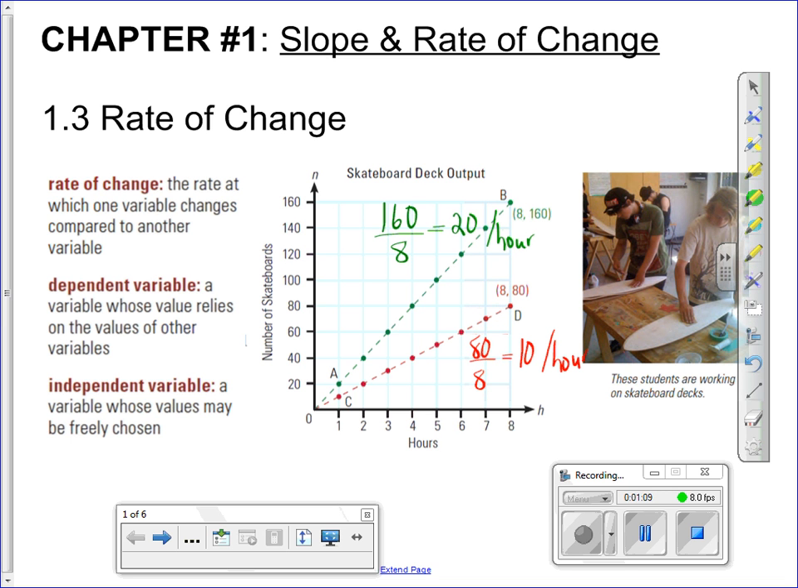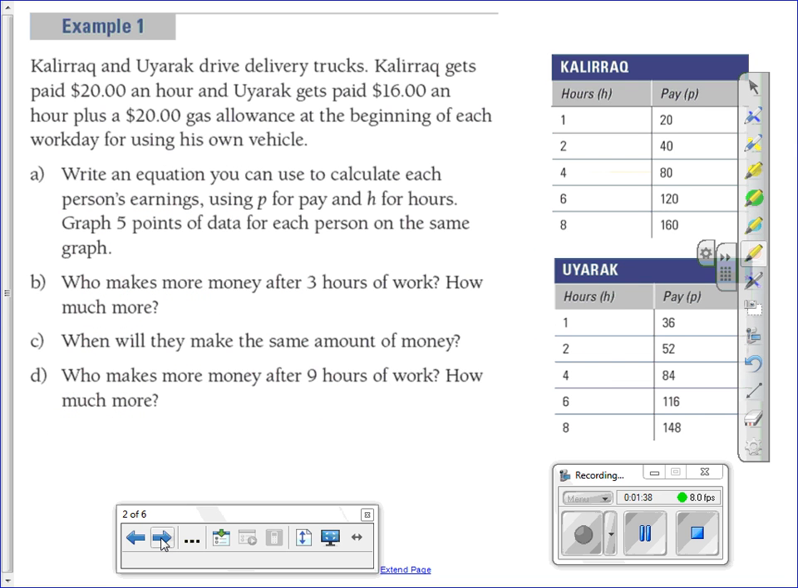Really all that we've done is the rise, which is your 80 and your 160. That's how much up it goes from the start to the finish. It's 160 up and 8 over, and then with the red line, we go up 80 and over 8. It's rise over run. So rate of change is rise over run. You're also going to need to be familiar with the definitions of dependent and independent variable, so make sure that you've got those handy for when you need them.